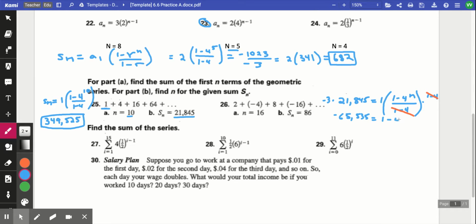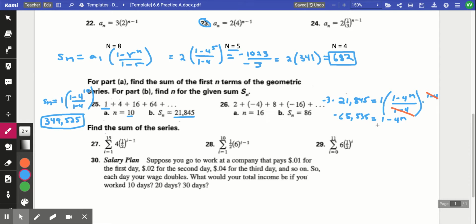Now here's where it gets complicated. You have 1 minus 4 raised to the n. We want to solve for n here. It's probably the first time we ever did it. What I'm going to do is actually change the order. Instead of writing 1 minus 4n, actually, you know what? I could leave that. It doesn't really matter.